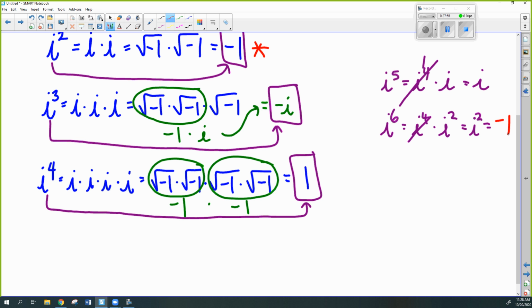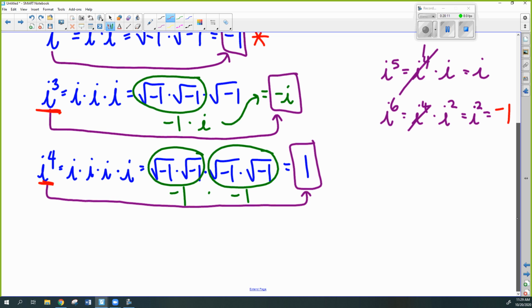And if I did this I to the 7th, it would end up equaling the same thing as I to the 3rd. And I to the 8th would be the same thing as I to the 4th. And then the pattern would repeat. Okay? So, here we go.